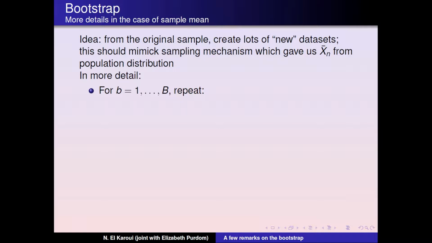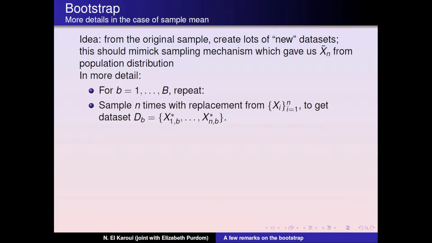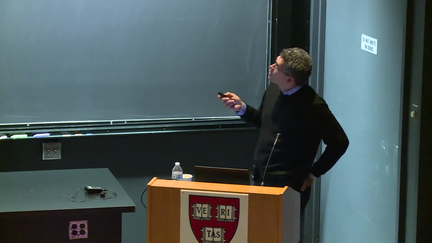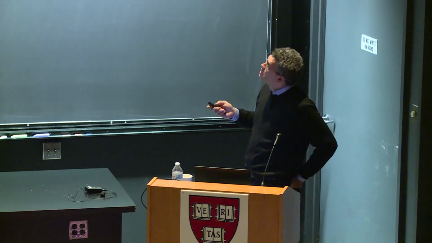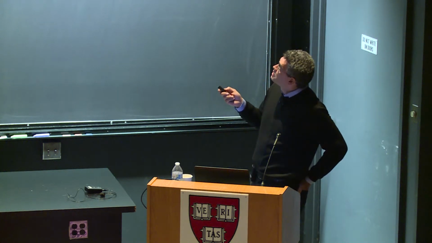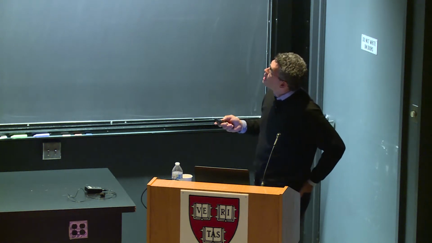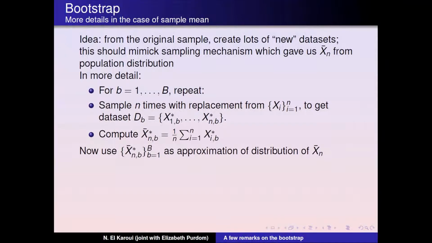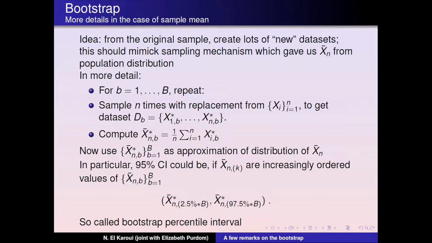So how would you bootstrap this? It's very simple. You create capital B fake data sets. For each fake data set, you sample n times with replacement from the original data, so you get a new fake data set. Then you compute the statistic of interest on this fake data set. You use the distribution of your statistic computed on the fake data sets as an approximation of the distribution of the statistic you're interested in. The point is that this you can compute, while the law of the actual statistic is what you want to know and can't compute a priori.